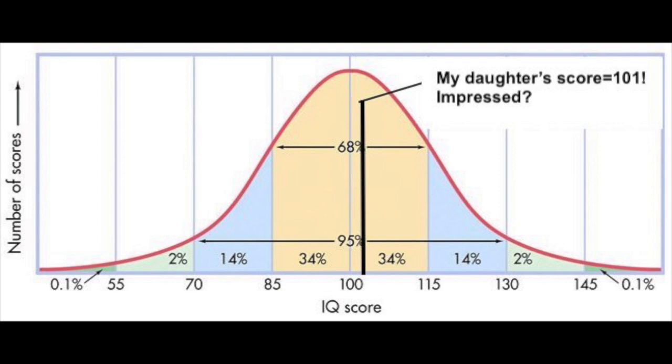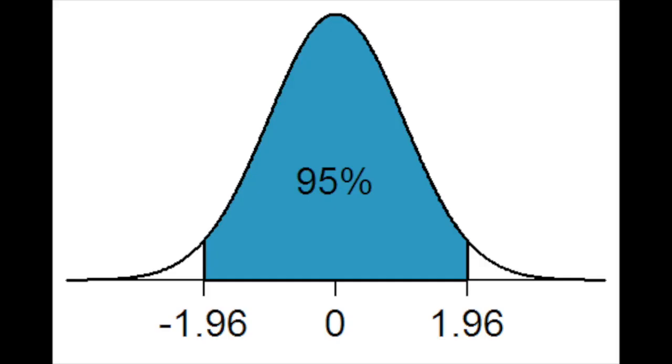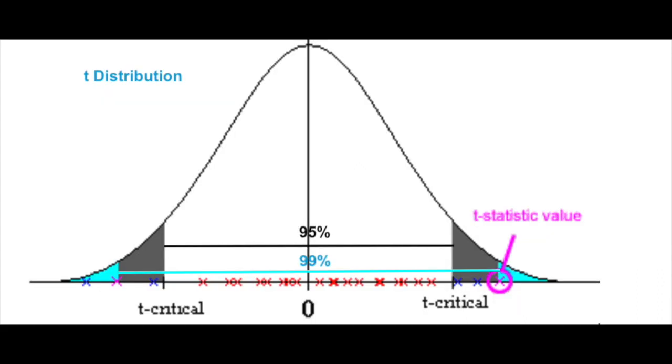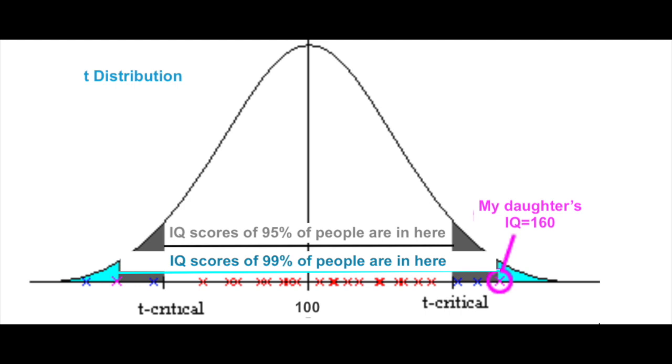So to find out if the difference is significant statistically, we have to see if it falls outside of that 1.96 z-score or that 2.58 z-score. Or in this case, since it's a one-sample t-test, we need to see if it falls outside of the critical values that we are marking off using the t-distribution at the 0.05, aka 95% confidence level, or the 0.01, aka 99% confidence level. So in order for my daughter to be significantly smarter than everyone else, she would have to fall outside of that 95% or 99% where everyone else falls in the curve, right?